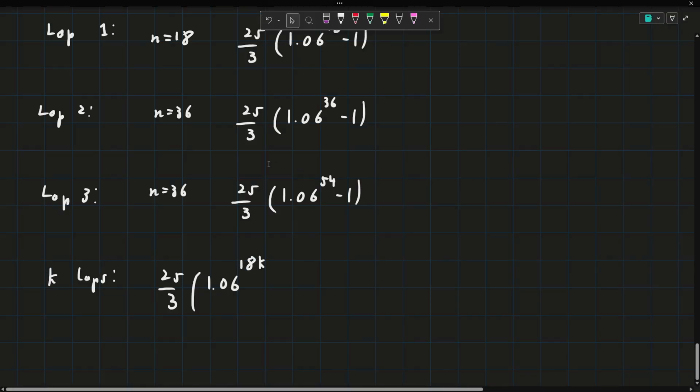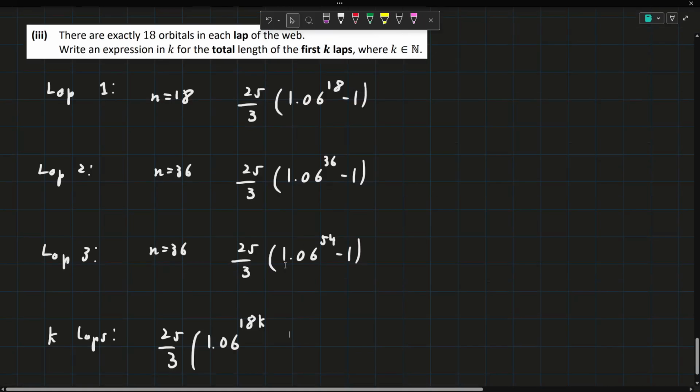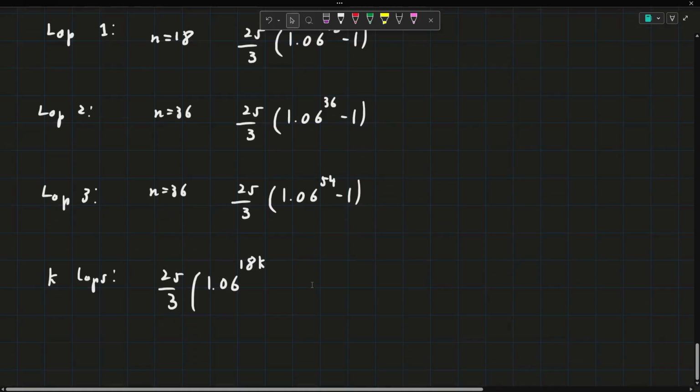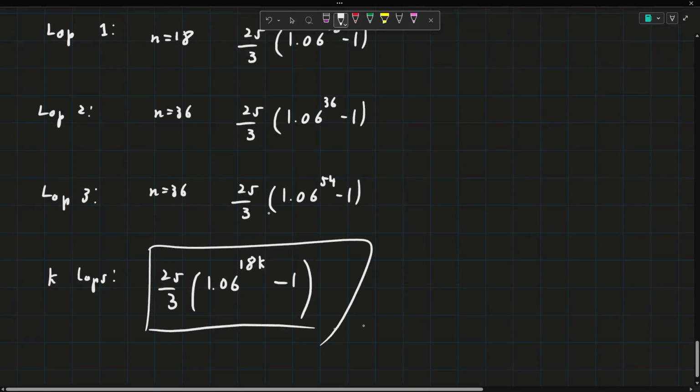Again, that's 18 for 1 lap, and if we have 2 laps, it's going to be 2 times 18. We're adding an extra 18 each time by increasing k by 1. And that basically gives us an expression for the total length after the first k laps. Hopefully that was understandable, but I know that a lot of people did find this question very difficult.